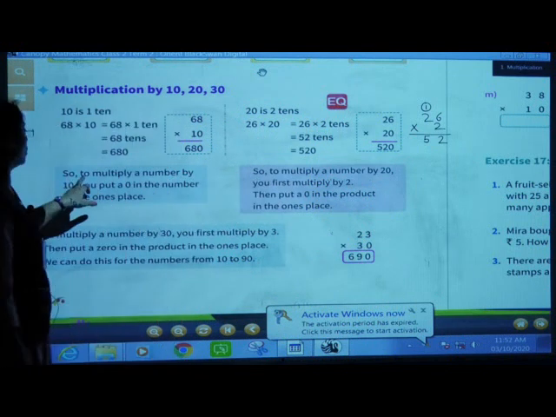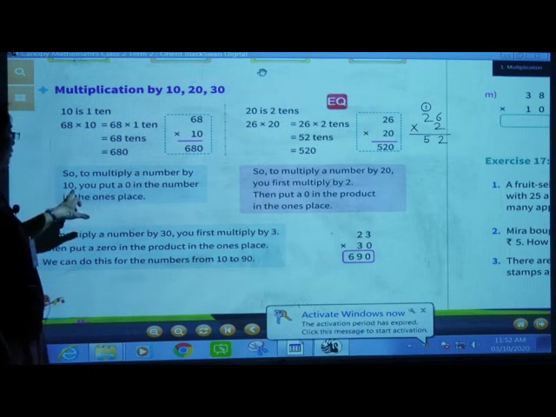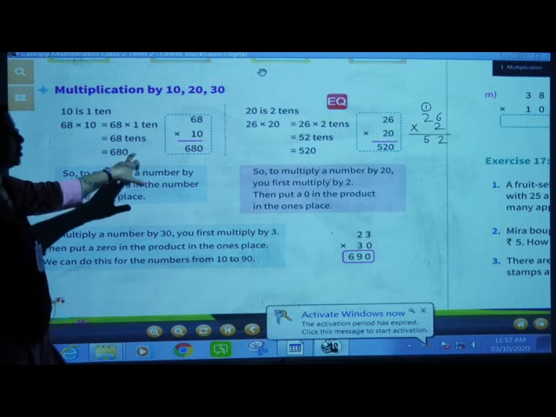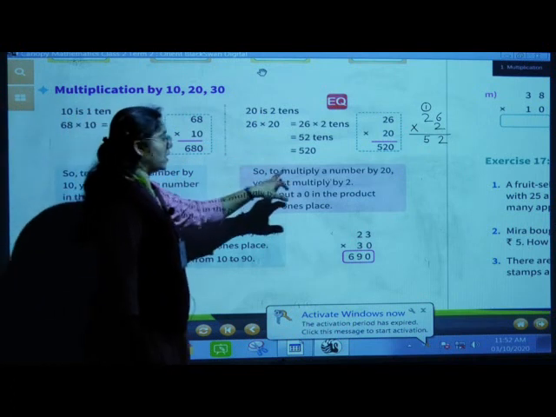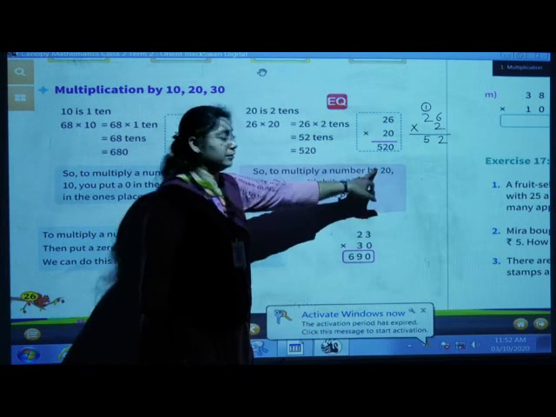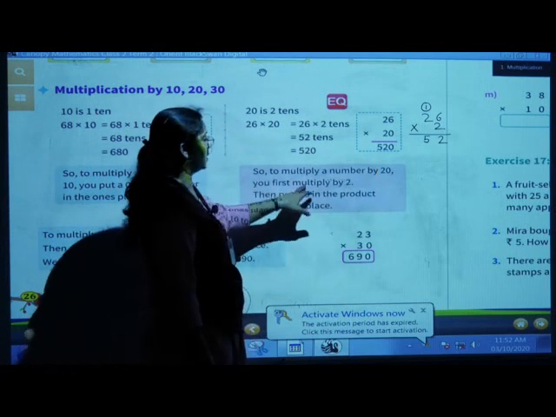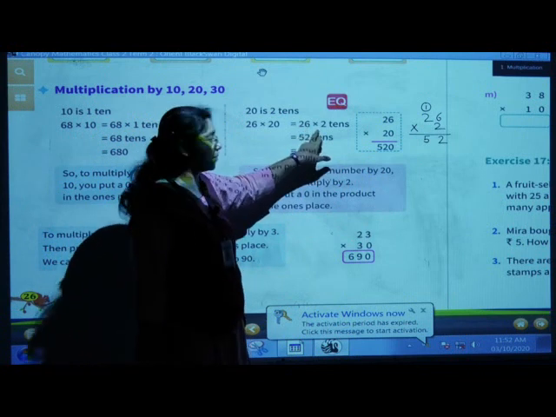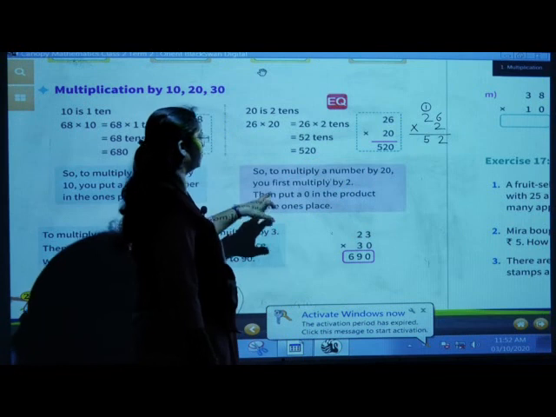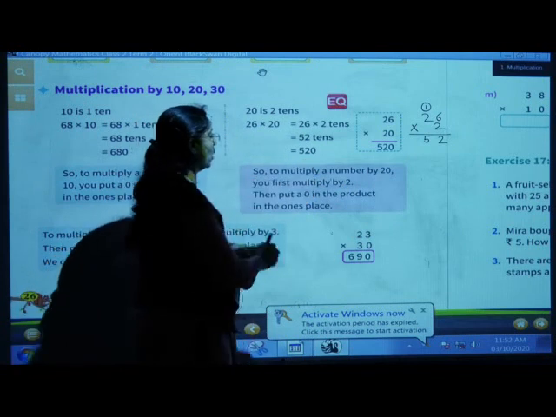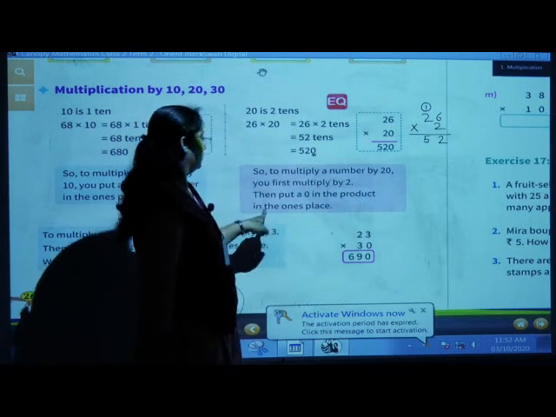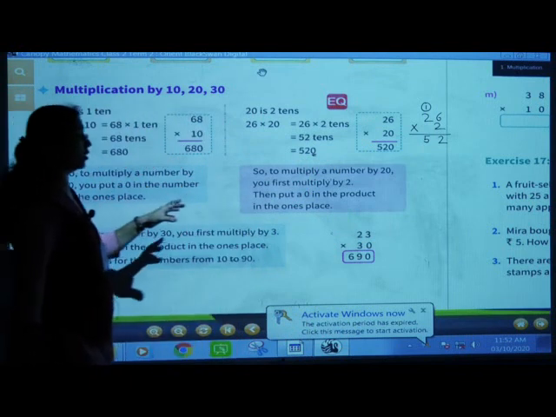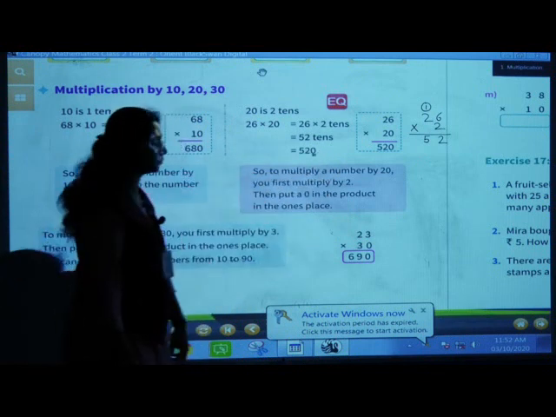See here, to multiply a number by 10, we can put a 0 in the ones place. Same, to multiply a number by 20, first we have to multiply it by 2. Here we multiplied 26 by 2, 52, and then put a 0 in the product in the ones place. Okay.